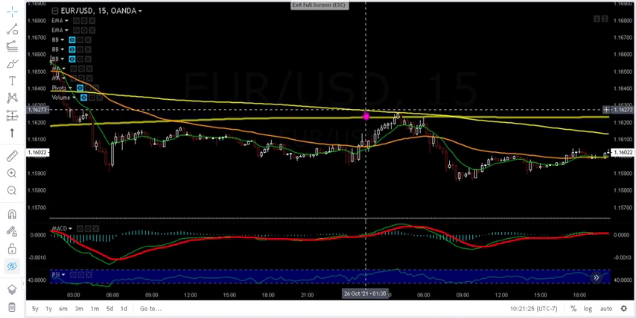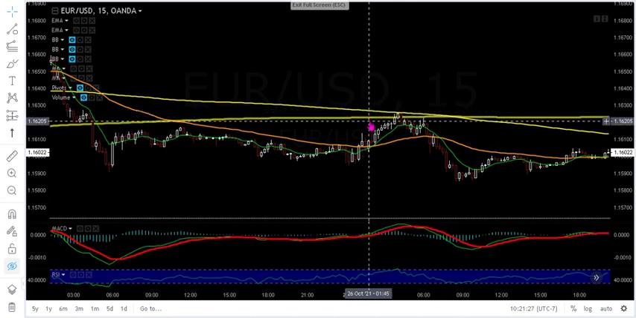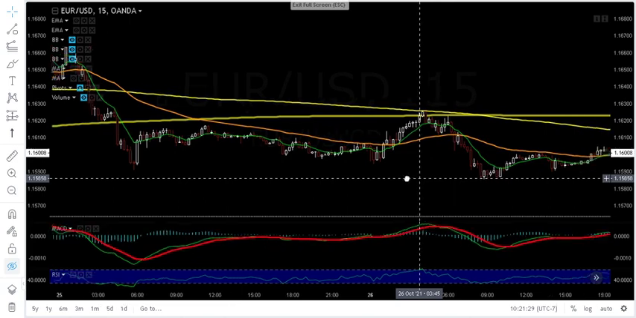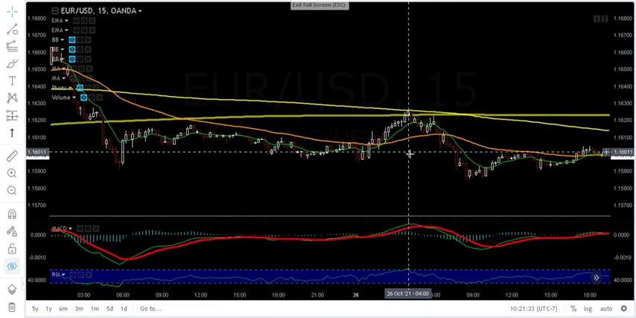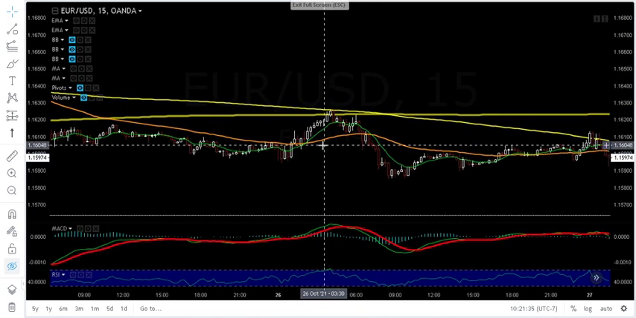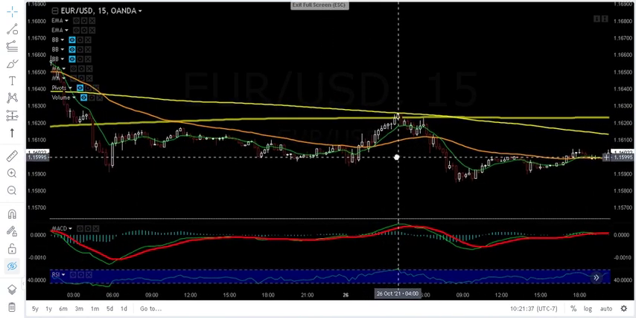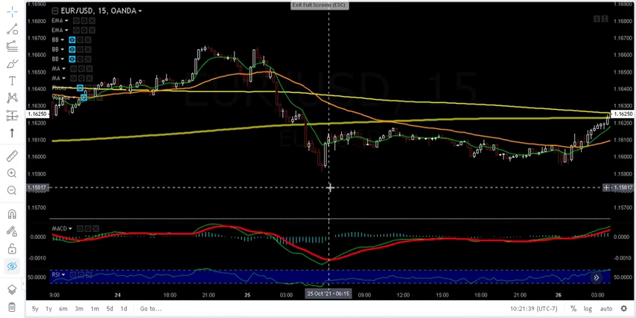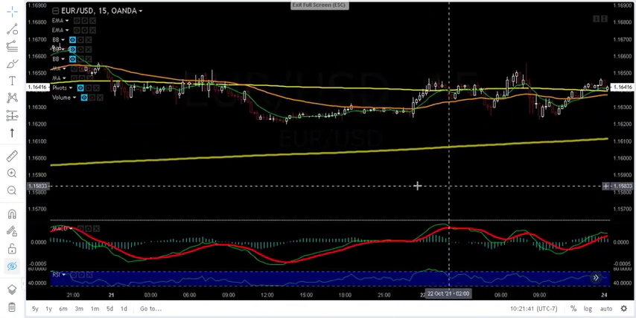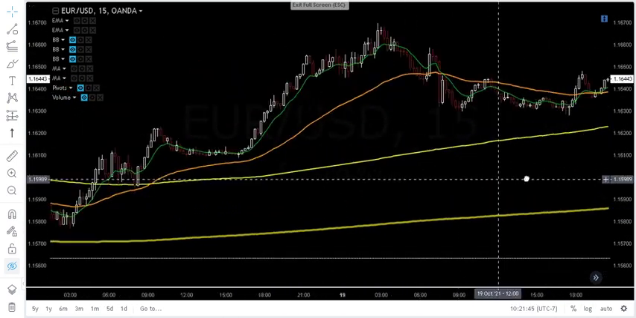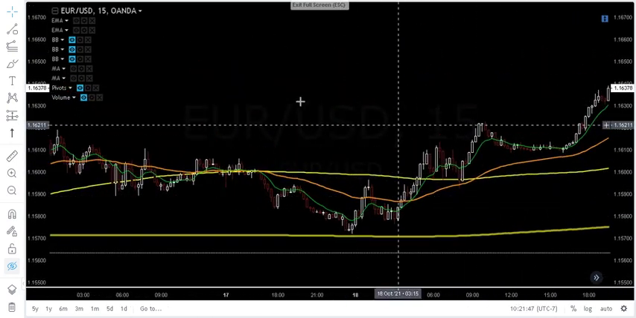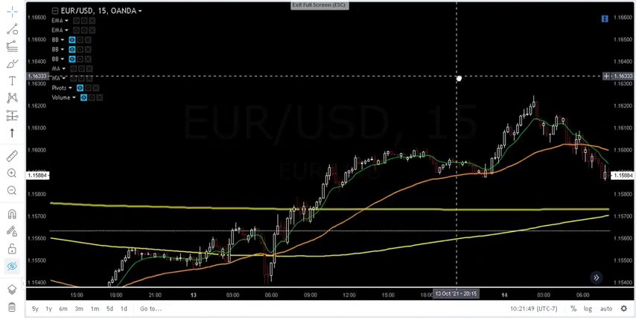This is not the correct pattern right here because this is a 200. So I'm not going to consider this one, even though it did reject off of the 200-day moving average. I'm looking for exactly where price is right now, which is yellow, yellow, green, orange, but the 800-day moving average has to be over the 200. I just want to find the exact pattern based on the past.